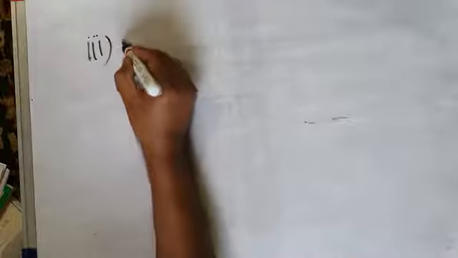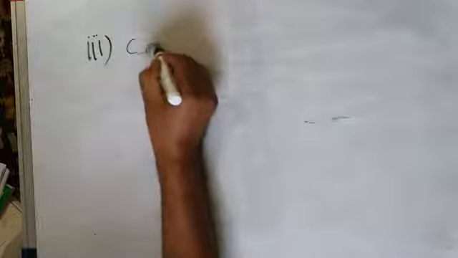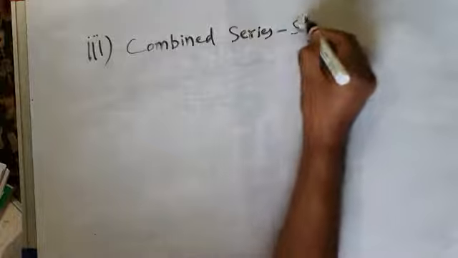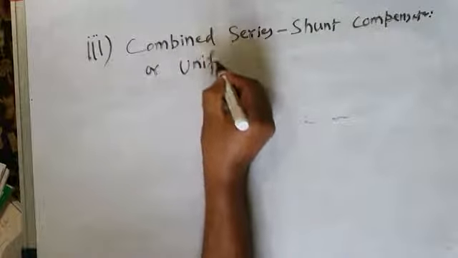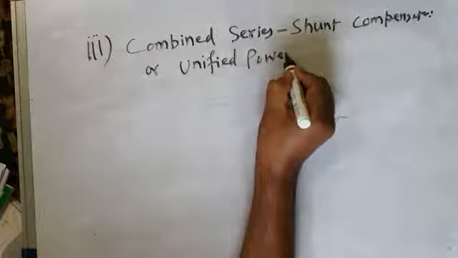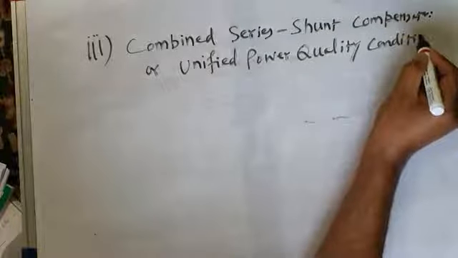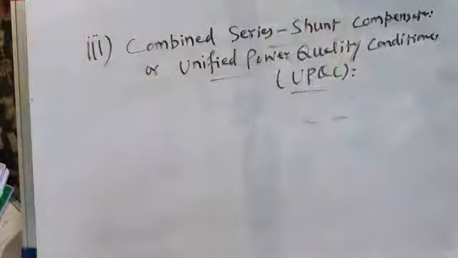Third type of compensating custom power device is a combination of the two. That is called a unified power quality conditioner. I will write here: combination or combined series shunt compensator, or which is called unified power quality conditioner, UPQC. It's a combination of it.